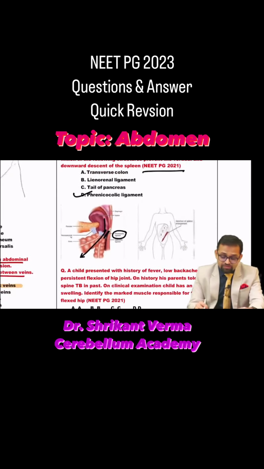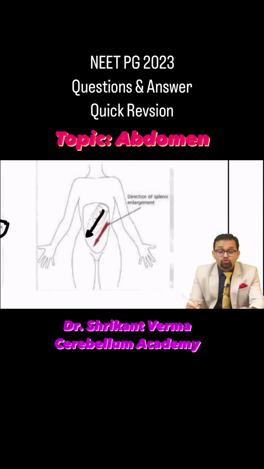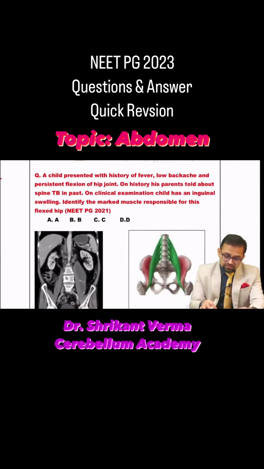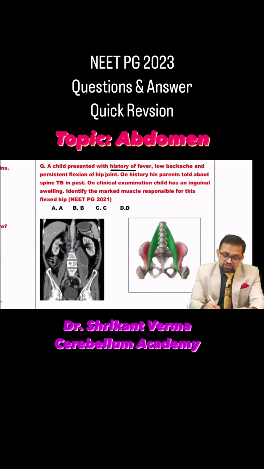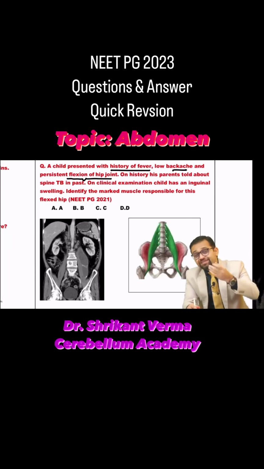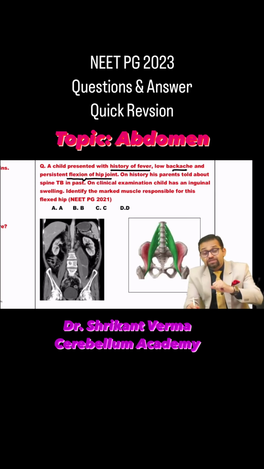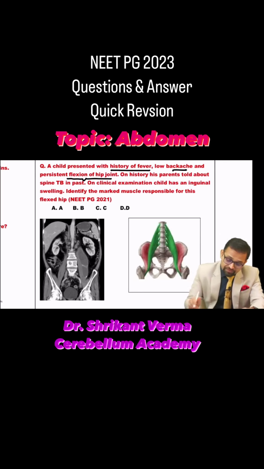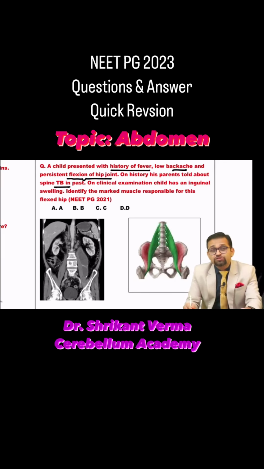This is the phrenicocolic ligament. Again, ligament of the abdominal peritoneum they asked. This is the direction of the growth of the spleen, oblique. Now, can you see another question? Sir, a child presented with a history of fever, low backache and persistent flexion of the hip joint. Yes, sir. This is again integration with orthopedics and radiology. It is a case of TB. Sure, one question from TB or leprosy, meningitis, hepatitis, influenza virus, COVID will be asked. So one question related to this topic. So TB in the past, Pott's spine.